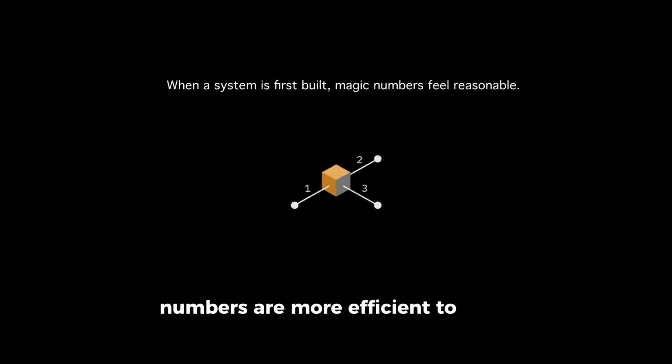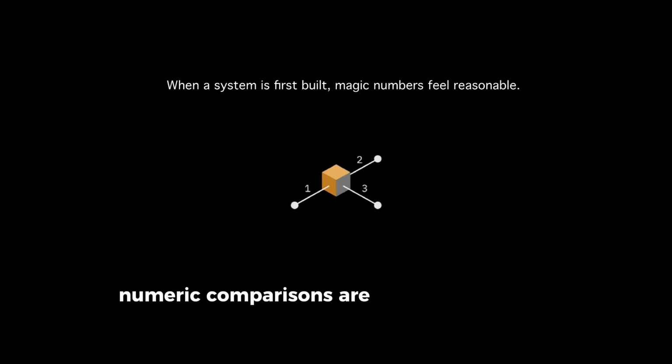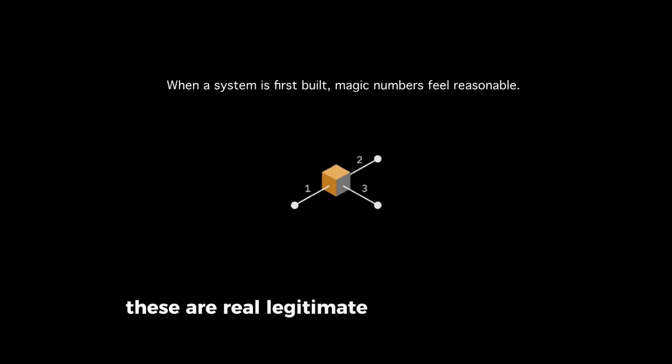Numbers are more efficient to store. Numeric comparisons are faster than string comparisons in large tables. These are real, legitimate technical reasons. The problem isn't the initial decision. The problem is that meaning is fragile, and numbers don't carry their meaning with them.